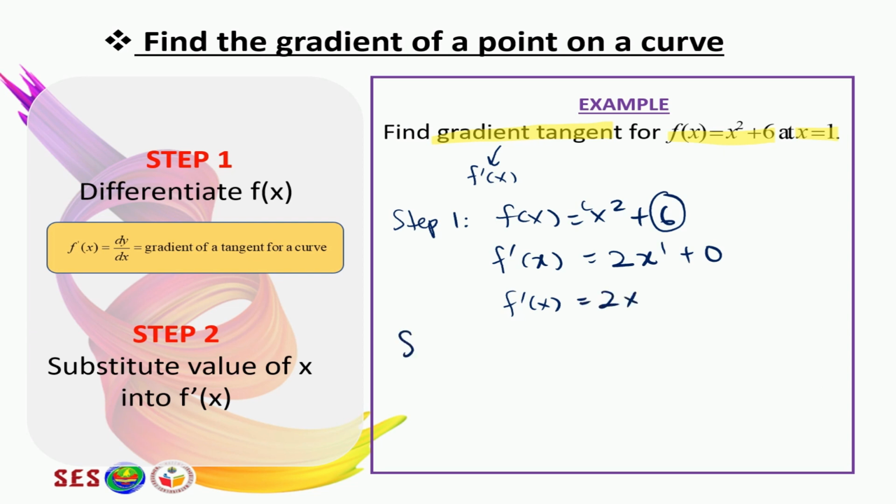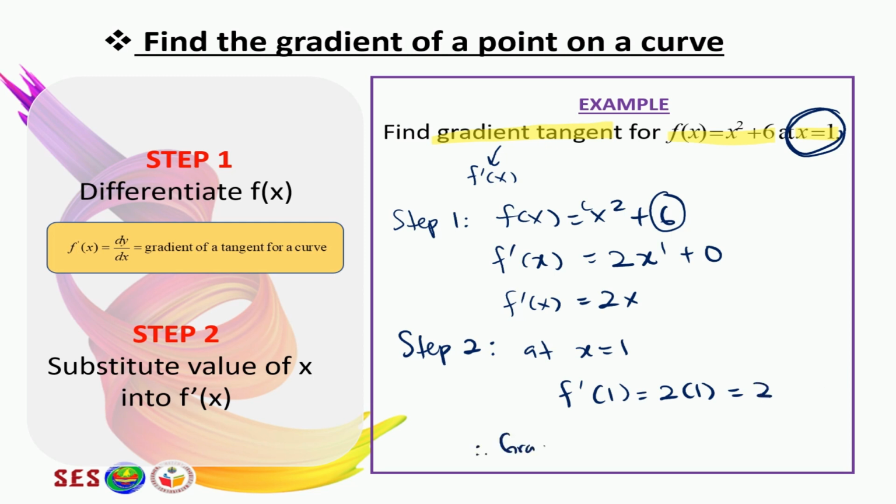Then the second step, you need to substitute the value of x into f prime x. From the question, you know that x is equal to 1. So at x is equal to 1, f prime 1 is equal to 2 times 1, so it's equal to 2. Therefore, the gradient of the tangent is equal to 2.